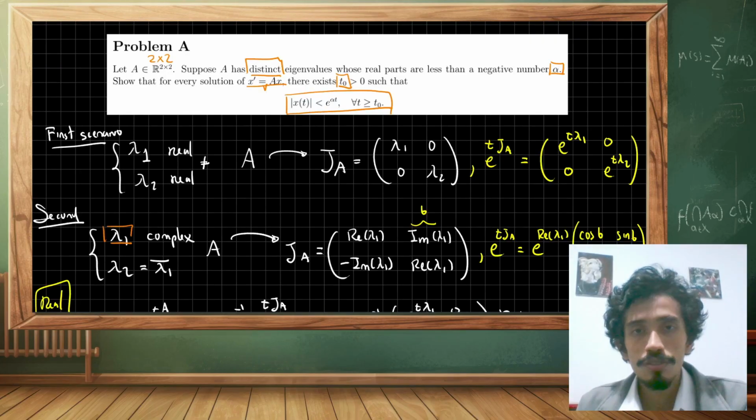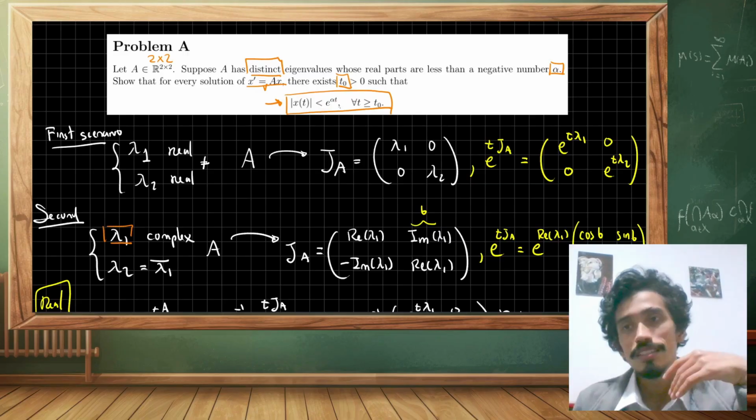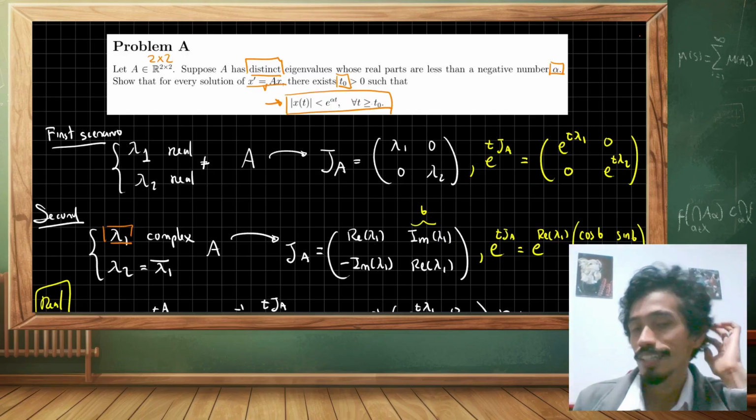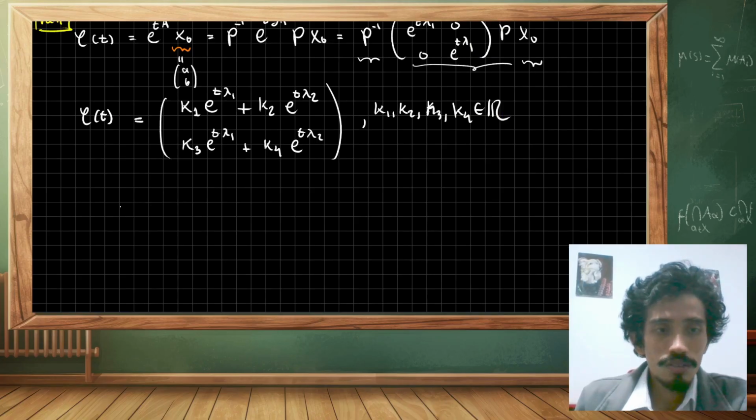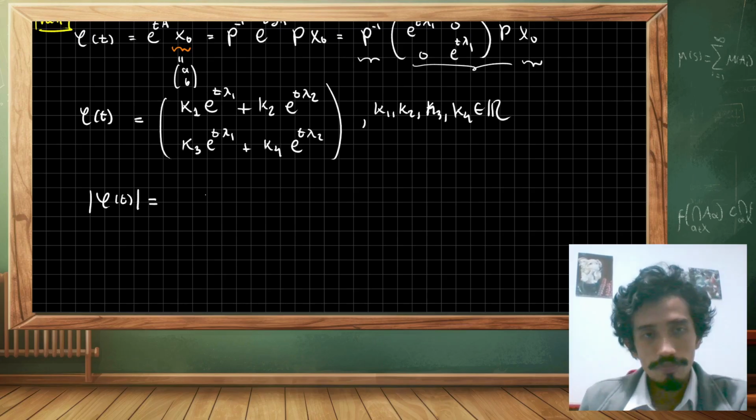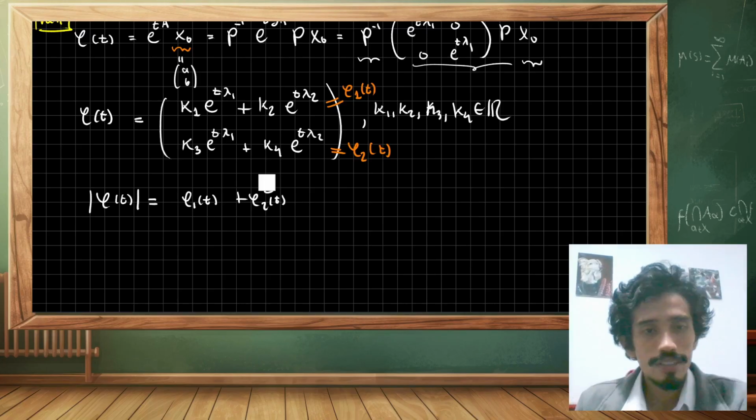So now let's go to the thing that we want to prove. We want to prove that the norm of the solution is strictly less than the exponential of alpha times t for every t that is greater than or equal to t naught. So let's start with some conditions like this. This is of course equal to, let's call the first entry sub 1 and the second entry sub 2. So this is equal to the square of the first plus the square of the second. Oh well, we can write it like this.